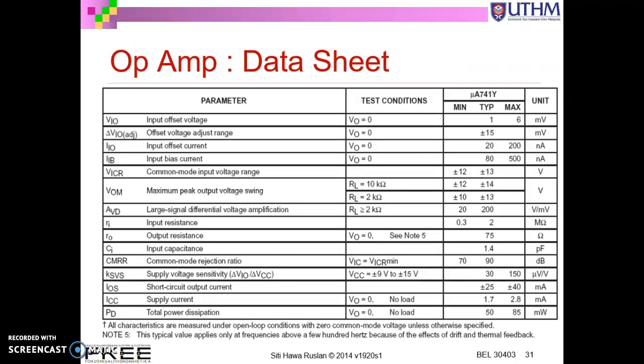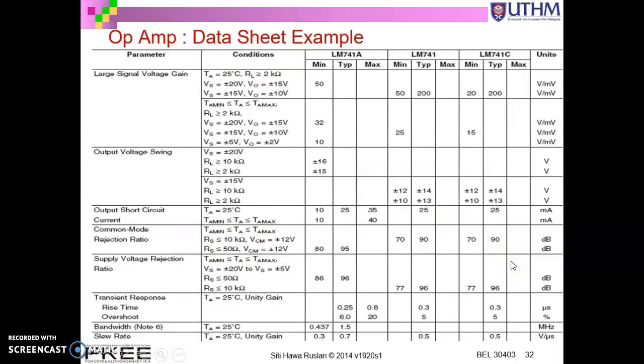For the datasheet, it will give you several parameters about the op-amp. I just want to highlight a few. The input resistance just now, Zi or Ri. If you see over here, it is 2 mega ohm. So it is finite, the ideal value is infinity. We have about 2 mega, which is considered very high. And the output impedance over here is 75 ohm. The ideal should be 0. And just now I mentioned the CMRR. This is the typical value, 70 to 90 dB.